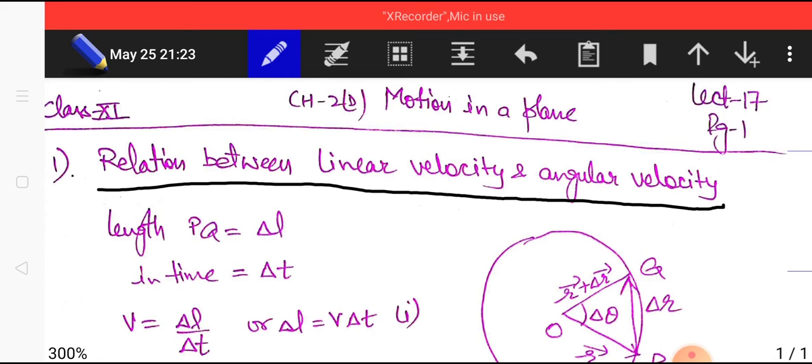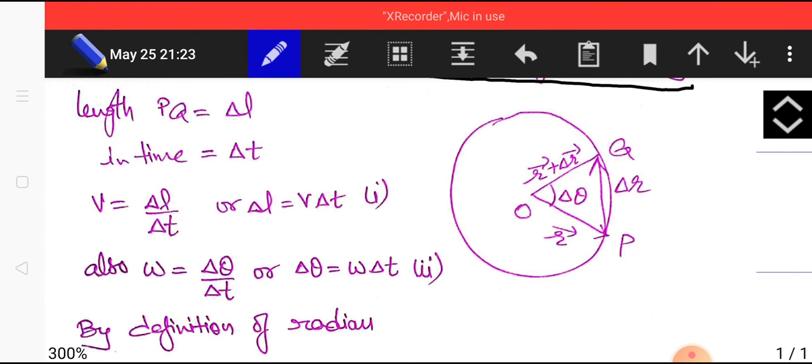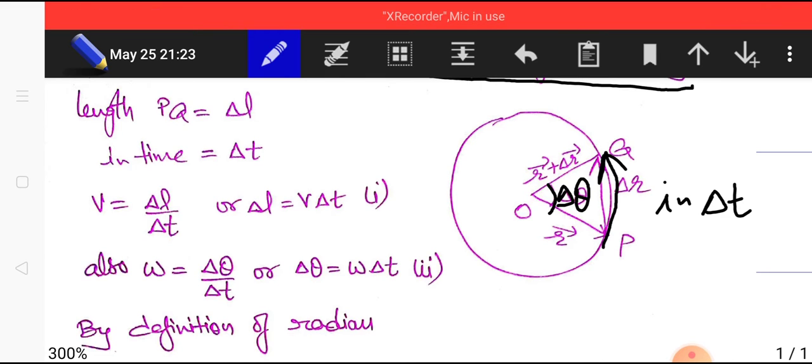We already know about angular velocity that it is defined as the rate of change of angle, that is in radian. So its unit is radian per second. Let us consider a small diagram in which an object has moved from P to Q, traversing delta theta angle in delta t time. By vector analogy we know that r vector plus delta r vector is equal to r plus delta r vector.